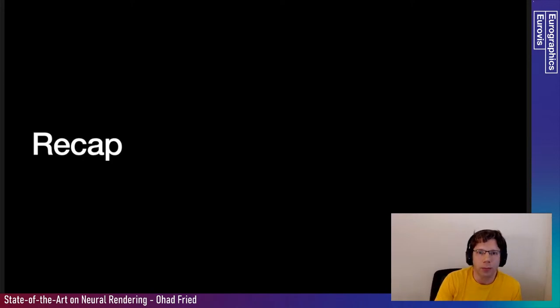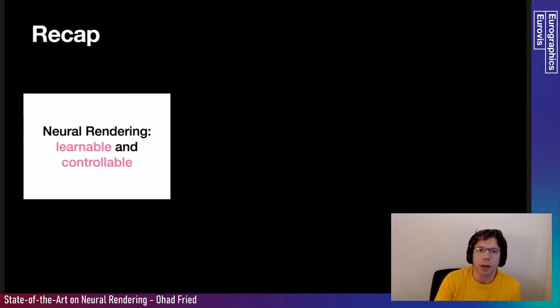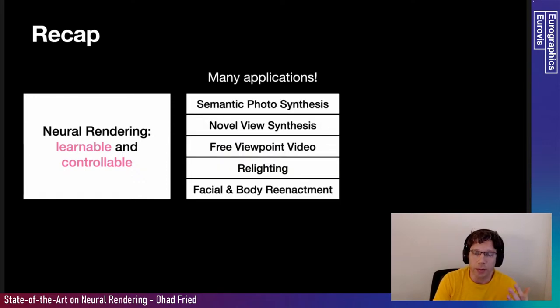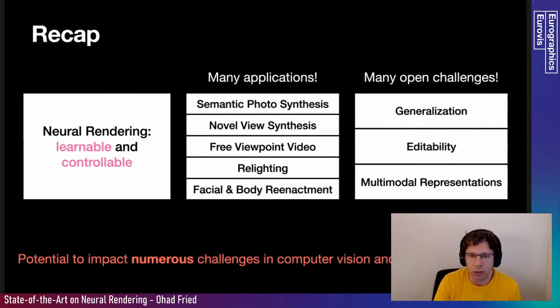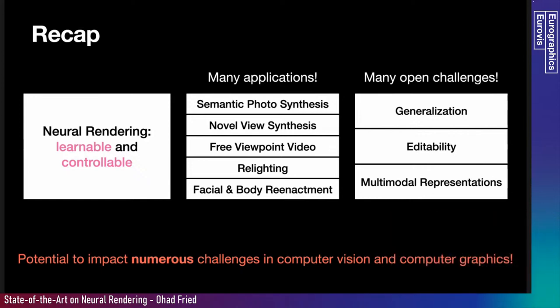Okay, let's do a short recap of what you've heard today. We talked about the definition of neural rendering and the importance of controllability in that definition. We saw representative applications from five different categories: semantic photo synthesis, novel view synthesis, free viewpoint video, relighting, and facial and body reenactment. And of course, there are many open challenges, of which we talked about generalization and editability. We briefly mentioned multimodal representations, and there are more in the paper. We truly believe, and hopefully managed to somewhat convince you today, that neural rendering has the potential to impact numerous challenges in both computer graphics and computer vision.